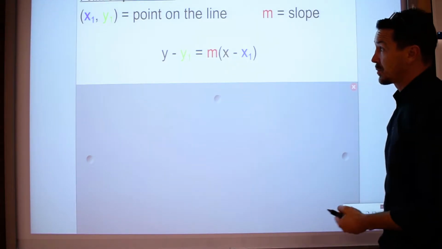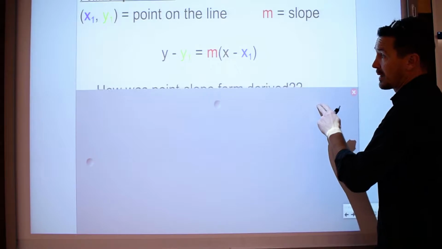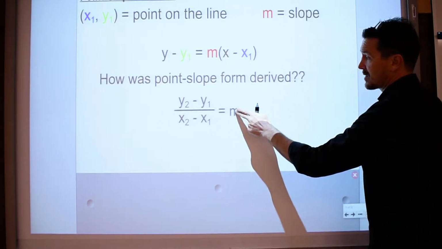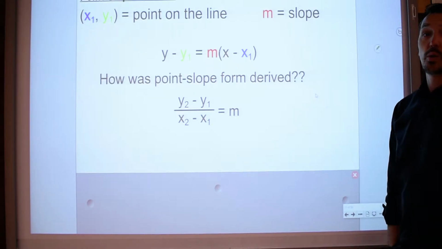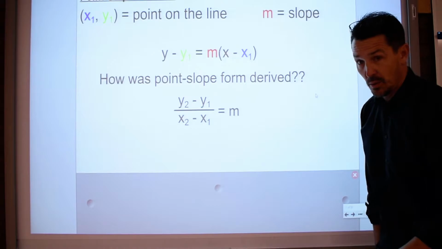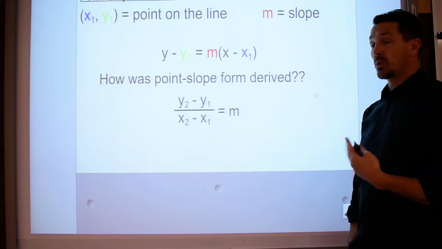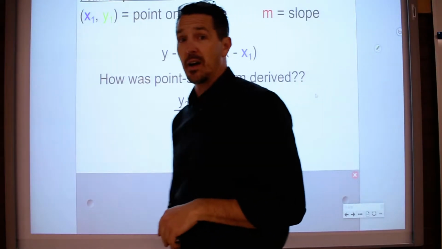You say, well, how is this derived? This is not some magical formula. How it was derived is from this equation, the equation that you learned for slope. The equation for slope is y2 minus y1 over x2 minus x1 equals the slope. So this is where this equation gets derived from, and let me show you how they did that.